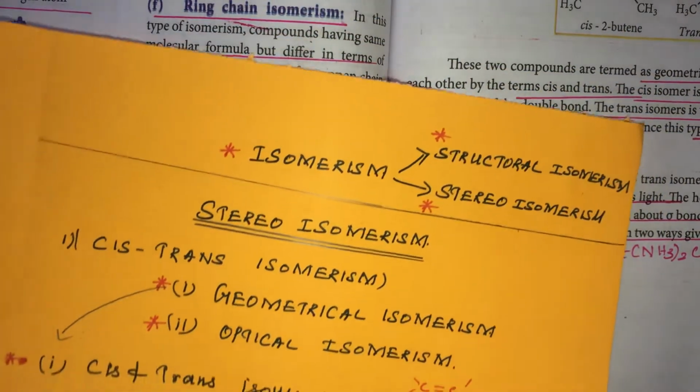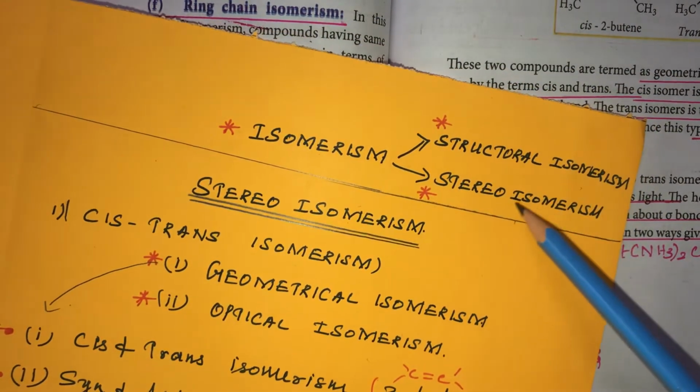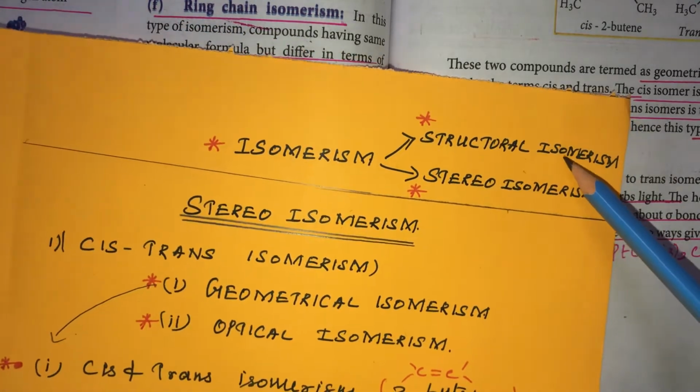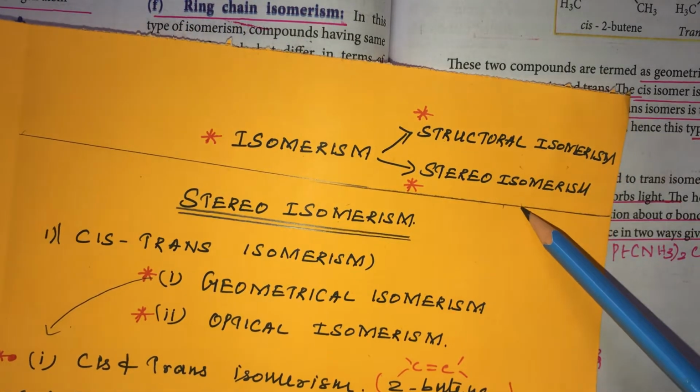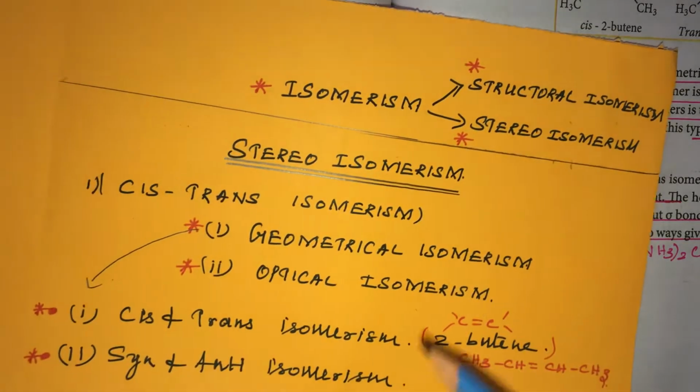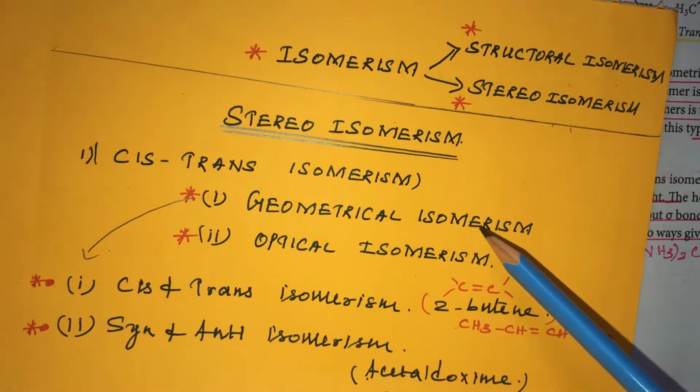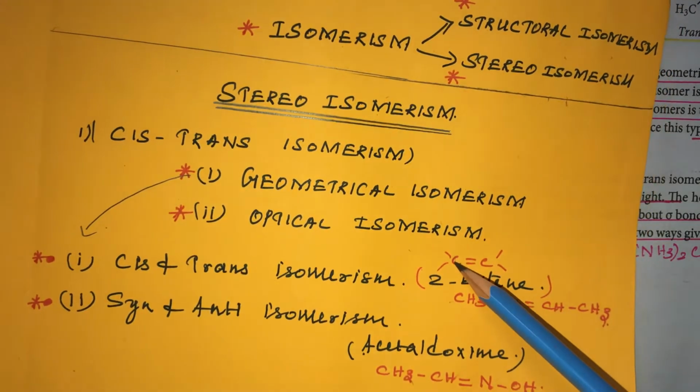Isomerism in organic compounds, structural isomerism and stereoisomerism, are the broad categories. In the last video we saw structural isomerism. In this video we are going to see stereoisomerism and its types: geometrical isomerism and optical isomerism.